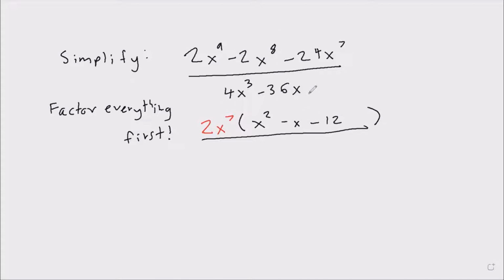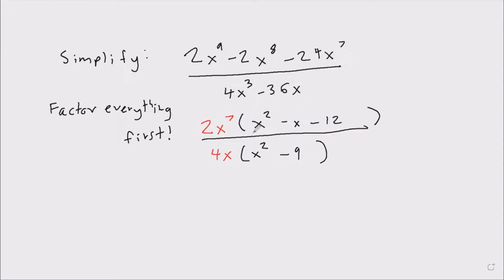For the denominator, we can also factor out a GCF. The GCF on the bottom of the fraction is 4x. After factoring out the GCF of 4x on the bottom of the fraction, we are left with x to the second minus 9. We are not done factoring because now we need to factor this trinomial on top and this binomial on the bottom.